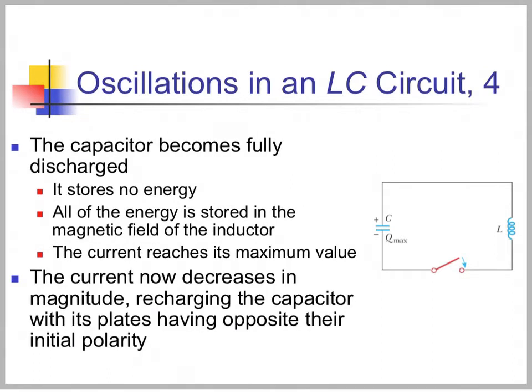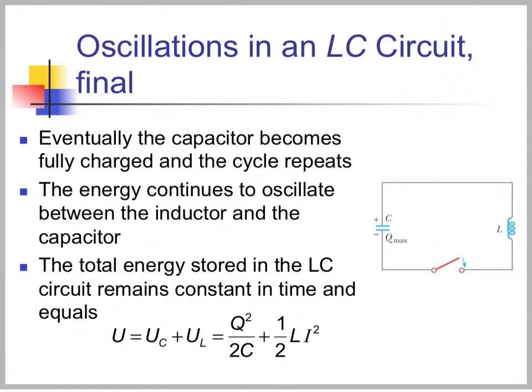Eventually, the capacitor becomes fully discharged. It means it stores no energy. All of the energy is then stored in the magnetic field of the inductor, and the current is at its maximum value. The current is now going to decrease in magnitude, recharging the capacitor with the plates having the opposite of the initial polarity. Eventually, the capacitor becomes fully charged again and the cycle repeats. The energy continues to oscillate between the inductor and the capacitor.